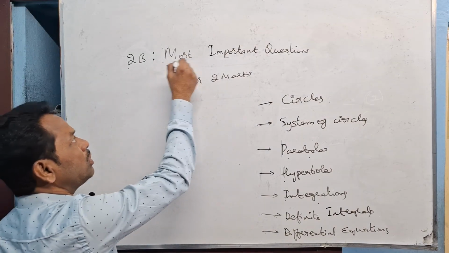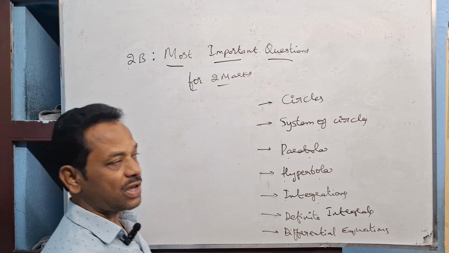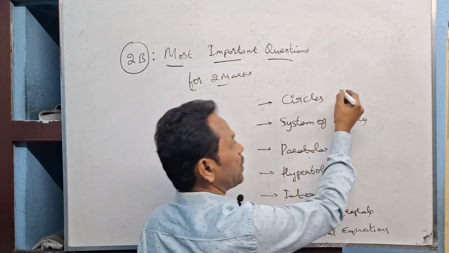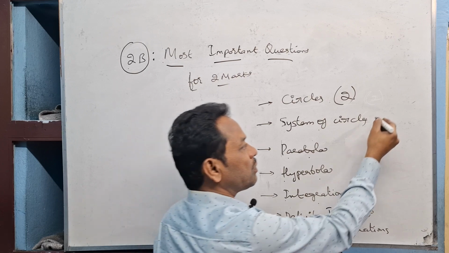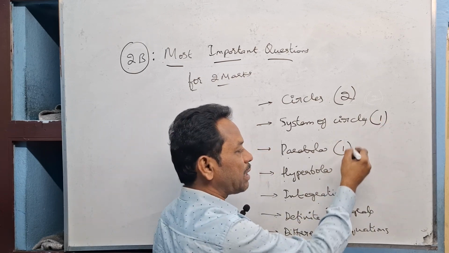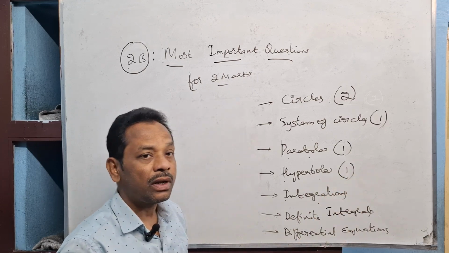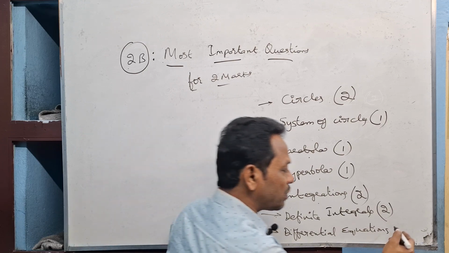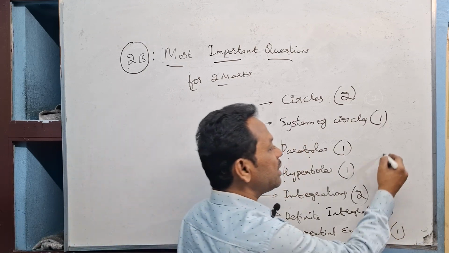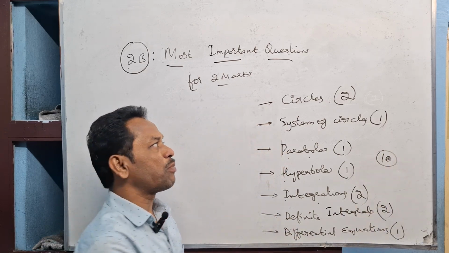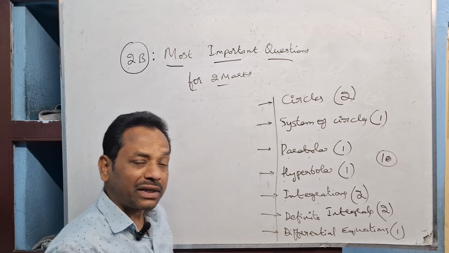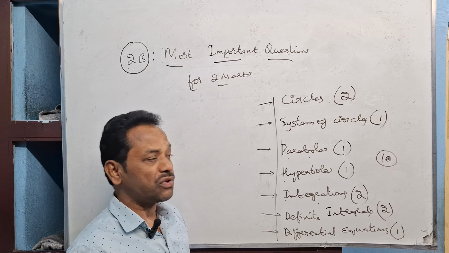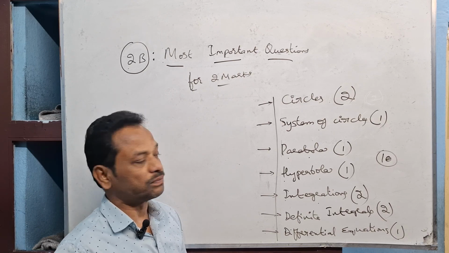Bacho, let us do the most important questions for 2 marks for your final exams. Let us begin with 2B. For 2 marks questions, you can expect 2 questions from circles, 1 question from system of circles, 1 question from parabola, 1 question from hyperbola, 2 questions from integrations, 2 questions from definite integrals, and 1 question from differential equations. So altogether you will get 10 questions. We will do all the important questions from these chapters. Practice them well, and if you find any sum difficult, raise your doubts in the comment section. I'll help you to solve the sum.